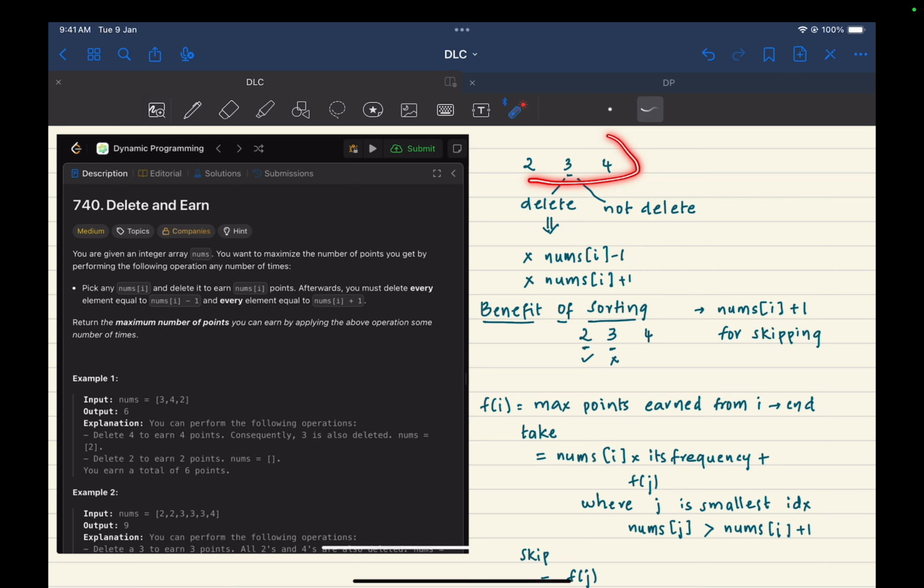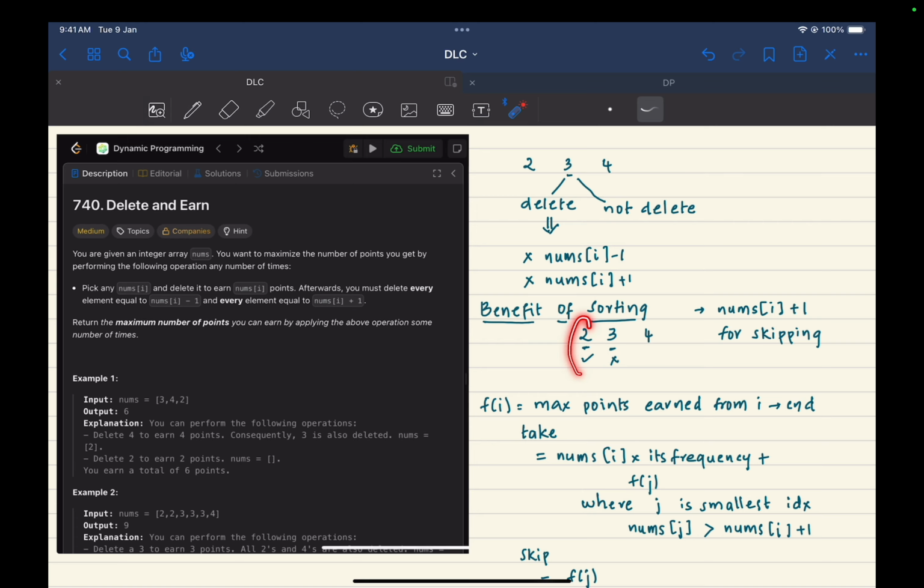Will there be any benefit by sorting this input array? Yes, there will be some benefit we will be gaining by sorting it. Reason being, I only have to look in the future for nums[i] + 1. If I choose to delete this particular number, that means so far I have processed certain numbers, and I only have to look at the future numbers, whether to skip it or take it, depending upon the choice I am taking at the current position.